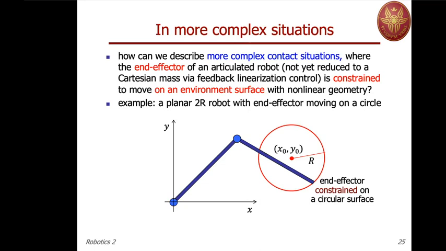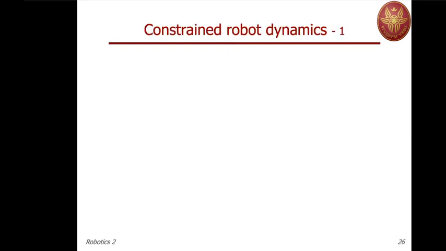Of course, this is one case. You may imagine a 3D case with surfaces of generic geometry. But the following development will apply to any of these cases as long as the contact is infinitely stiff, so that we can consider the end effector really subject to a constraint. So how do we model constrained robot dynamics? As I said, there are two possible alternatives.